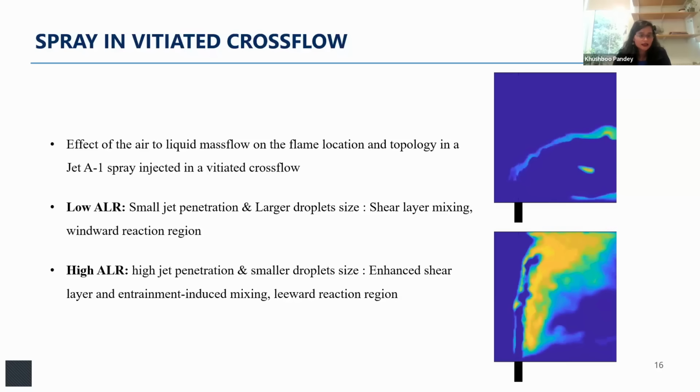When we have higher ALR, there would be high jet penetration and smaller droplet sizes, resulting in both shear layer and entrainment-induced mixing in the flow field. The smaller droplet size distribution would lead to faster evaporation of droplets, leading to more efficient mixing and relatively low unburned fuel at the exhaust. So fundamentally, if we understand the spray-initiated crossflow, we can combine these studies to scale it up for the leaf burner and understand more the leaf concept itself.